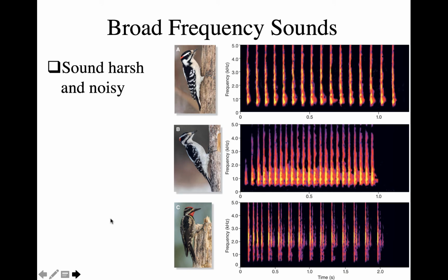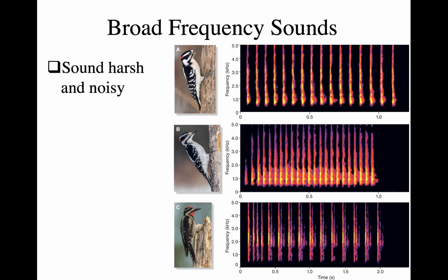Now let's contrast that to a broad frequency or broad band vocalization, or in this case it's not necessarily a vocalization, but it's a sound. So if you listen to woodpeckers, they do produce vocalizations, but they also communicate by doing what is called drumming behavior. And here is the colored spectrogram or sonogram of 3 different woodpecker species that we've been seeing in lab.